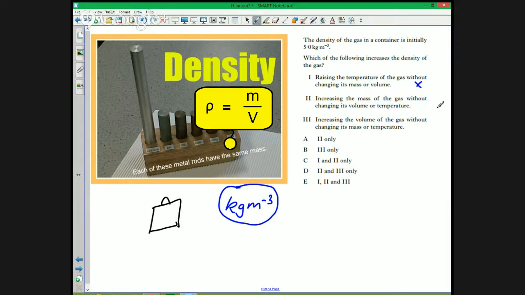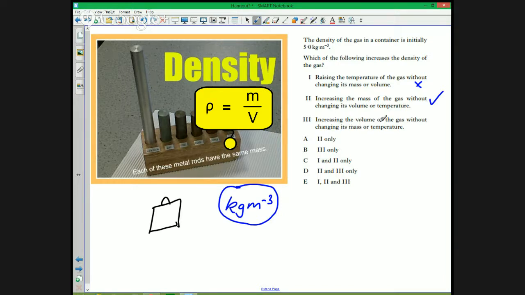Increasing the mass of the gas without changing its volume or temperature. I haven't changed the volume, I haven't changed the temperature. Temperature's not in it, but I've increased the mass. If I increase this number up here, I'll certainly increase the density. Think of the suitcase, more mass put into the same volume, you will increase the density. Now don't get flushed with excitement, because you've got one statement left and the next statement could be true as well. Let's have a read at it.